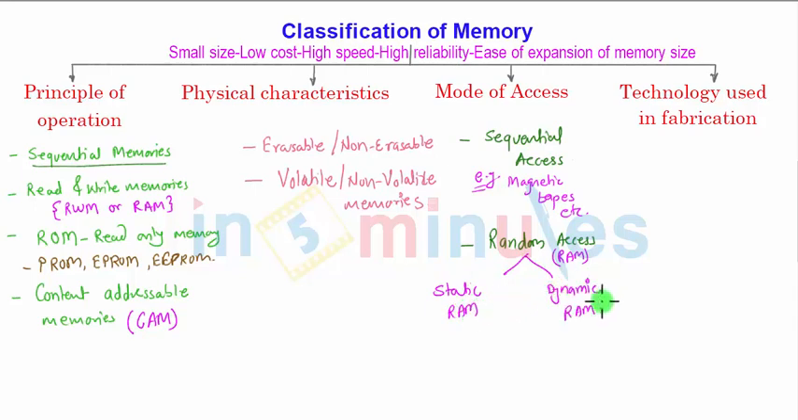Whereas if you go for the technology used in the fabrication, there are two major methods. First one is bipolar and the second one is unipolar. So in the bipolar technology, we use BJTs or simple diodes, semiconductor devices, through which we design the memory. This is a fabrication method. And in unipolar, particularly MOSFETs and charge devices are used to design the memory.